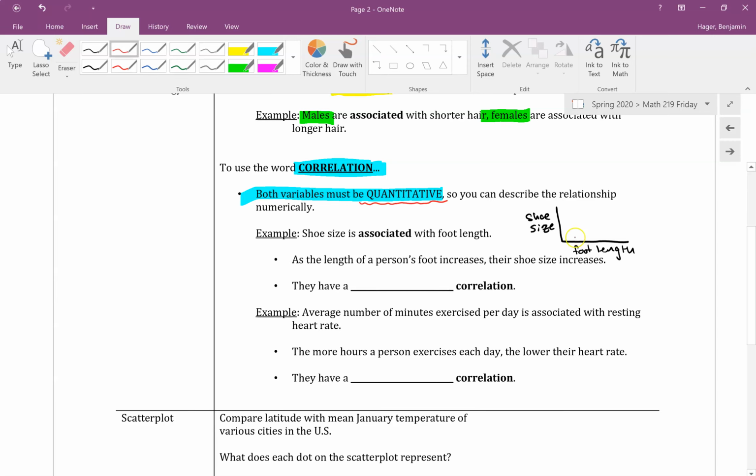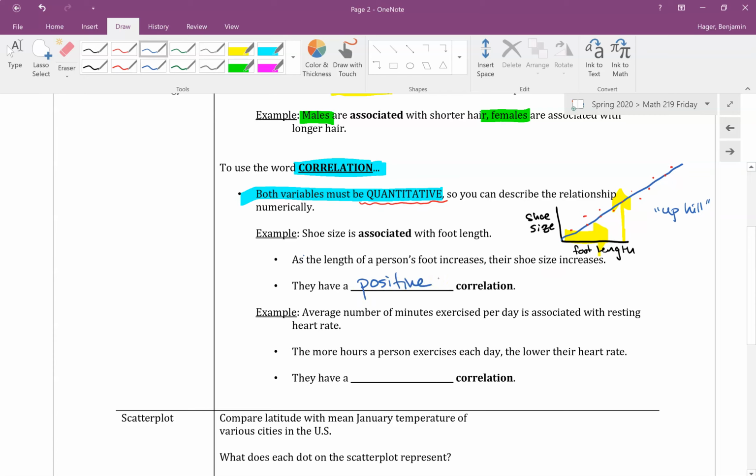As a person's foot length increases, we would expect the shoe size to increase as well. So we would probably see data values like this. If I were to just get a bunch of data values of people's foot length and shoe size, we would probably see an uphill trend and probably a straight line, a linear uphill trend. Because that line is going uphill, or just up, we would say that that is a positive correlation.